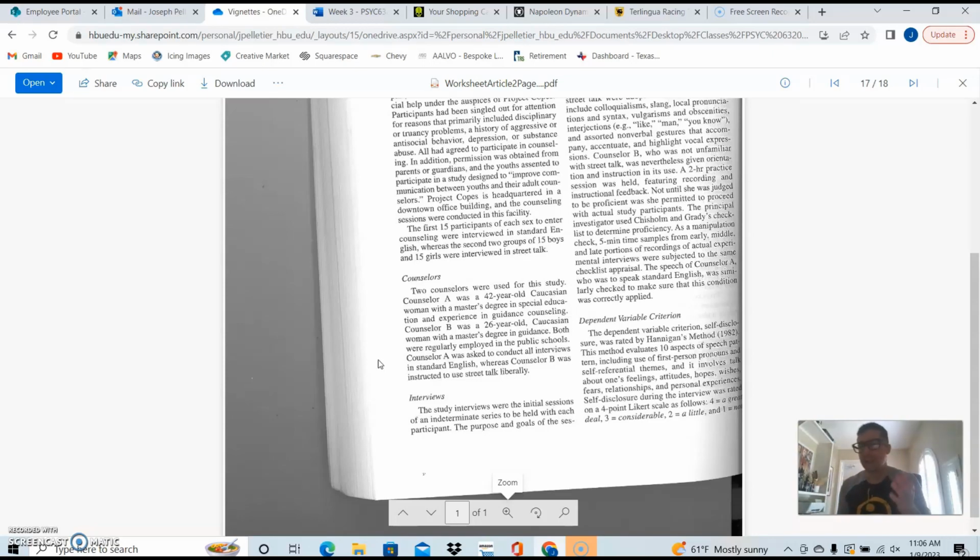So these are just things here. Is it bad that they used these two counselors that are both white and of disparate ages? Not necessarily. It's not a deal breaker for the study. Could it have been done better? Absolutely. And that's what we're looking for, those kinds of insights.